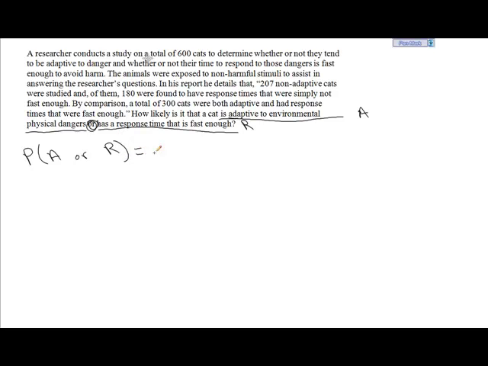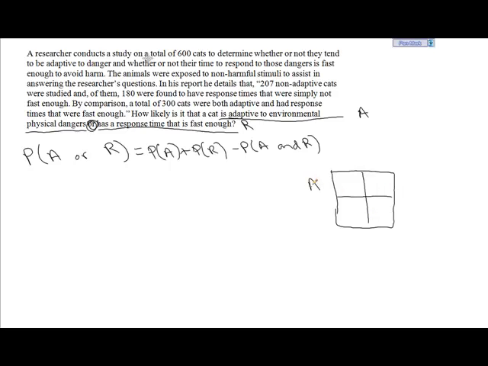Well, we know, based on our study of probability, that that's the probability of A plus the probability of R minus the probability of A and R. And of course, we don't have any probabilities in this situation listed out, so we might have to create a little table. In this table, we'll talk about adaptive, non-adaptive, so we'll say A, not A. And then we'll say R, not R, for response time fast enough, response time not fast enough.